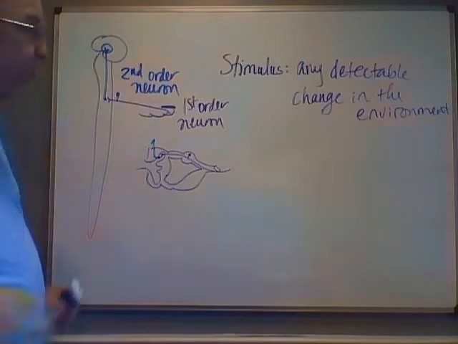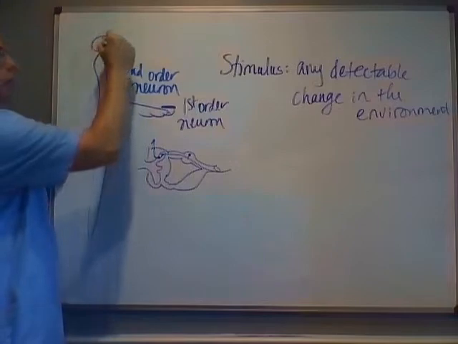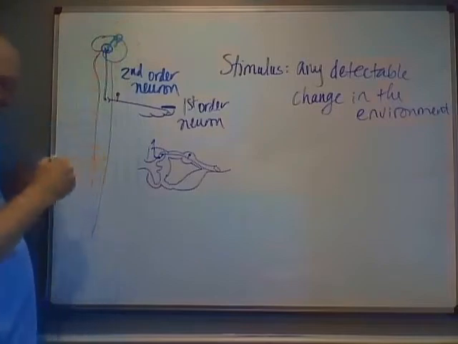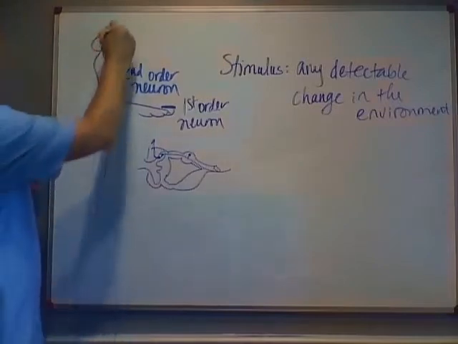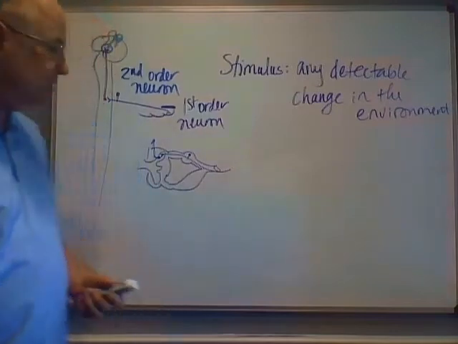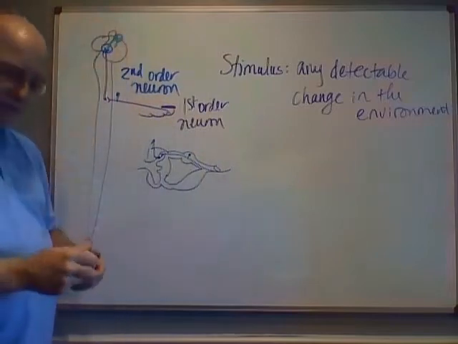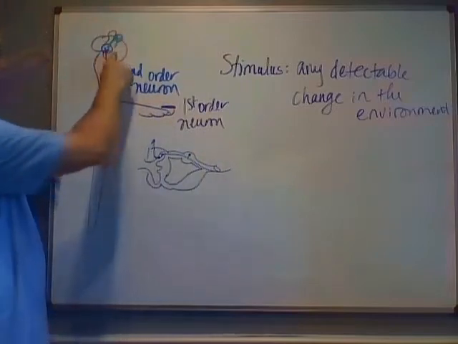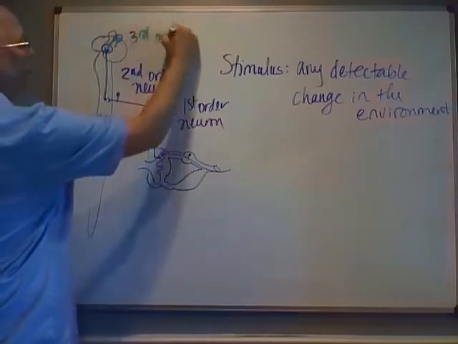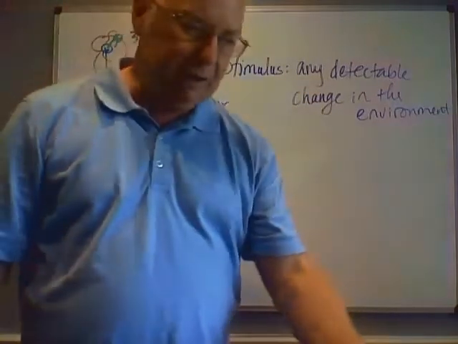Now, the third order neuron usually is going to go from somewhere in the brain, some higher center. For this one, we're going to use the thalamus, and it's going to go to the post-central gyrus. If you remember, we had the pre and the post-central gyrus with the central sulcus. The post-central gyrus is the primary sensory cortex, and some sensation in the body is going to be processed somewhere along the post-central gyrus. That neuron that extends from the thalamus to the post-central gyrus is going to be called the third order neuron.